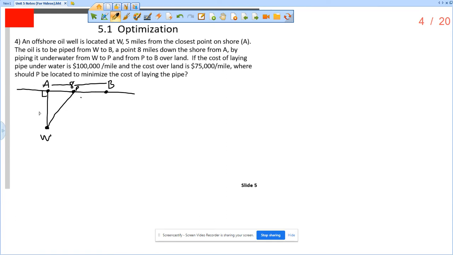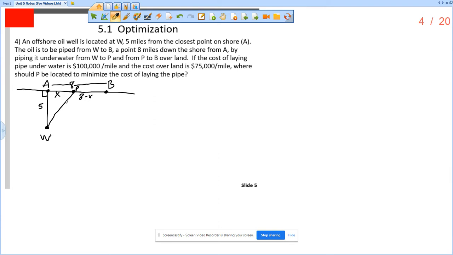Also, W is 5 miles offshore, and here is our picture. So the question is where should P be located? What we have to do is give a variable to represent the distance from A to P. Let's call that distance x. So P is x miles from A, which means that P is 8 minus x miles from B.